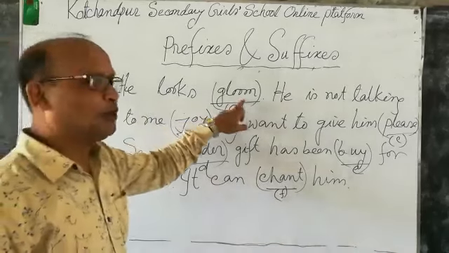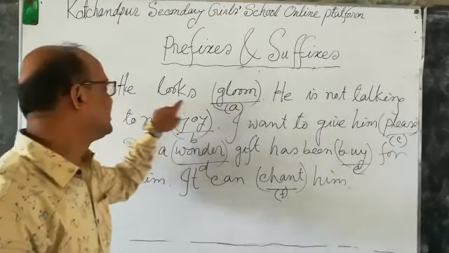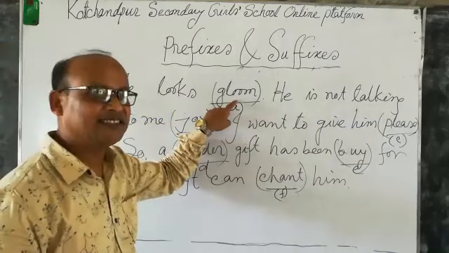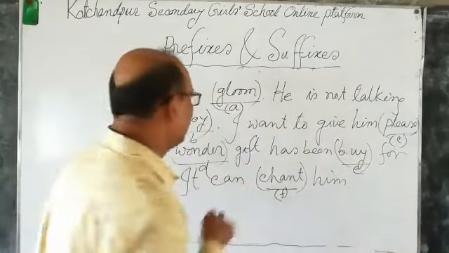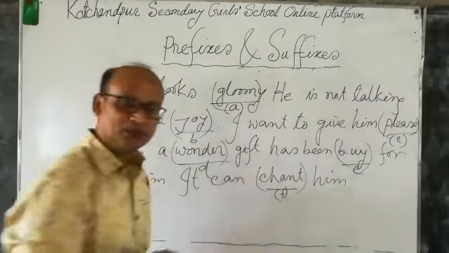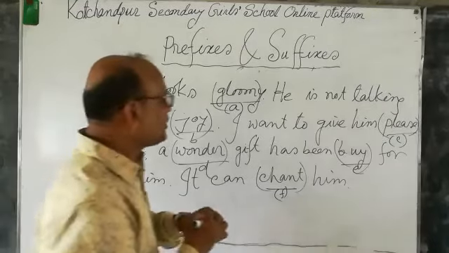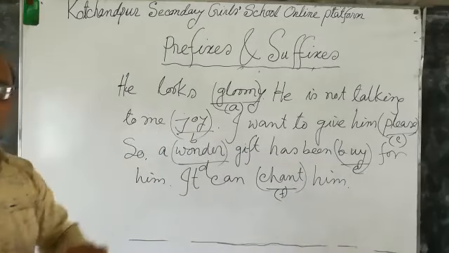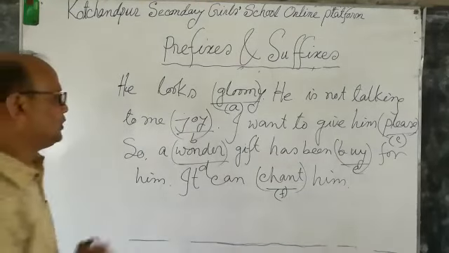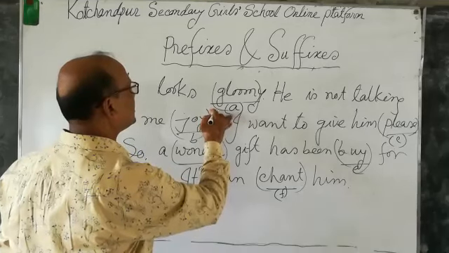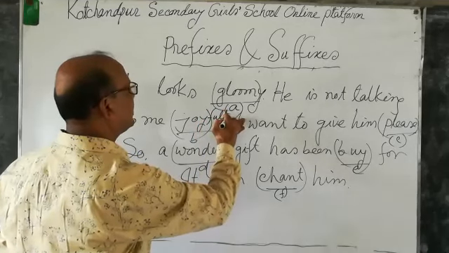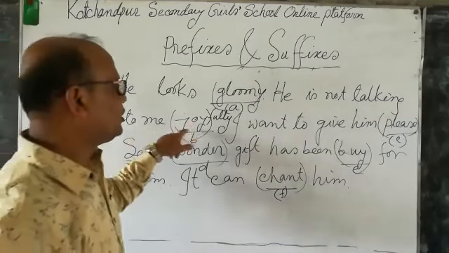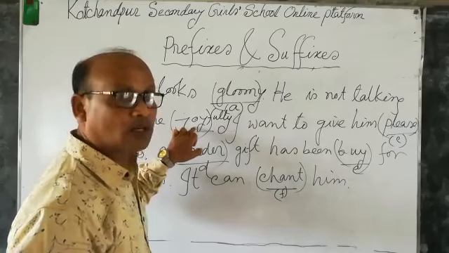She looks gloom. You have already learned that after linking verbs we use adjective. So it will be adjective, yes. And what will be? It will be gloomy. Yes, you are right. And now he is not talking to me. Joy. What will be here? Joyfully. As it was also taught to you.